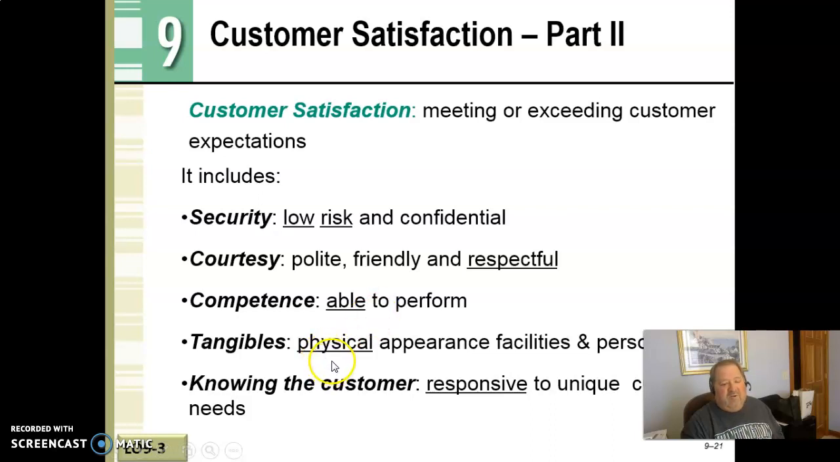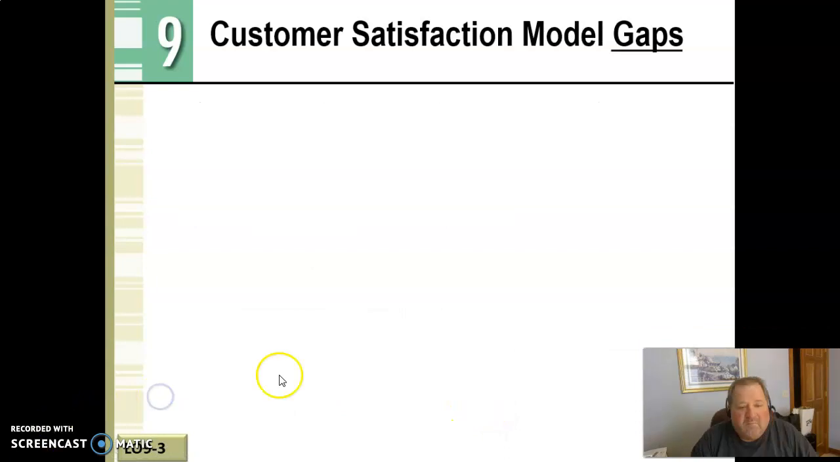And then tangible, such as physical appearance of your facilities and your personnel, making sure that it's an inviting place, a place that looks professional, and knowing the customer, being responsive to the unique customer needs that they have.